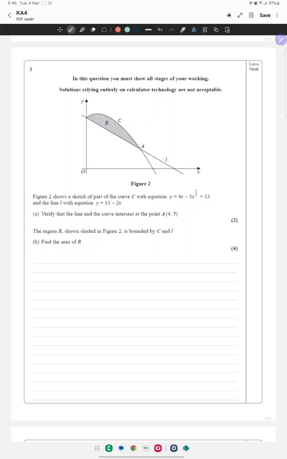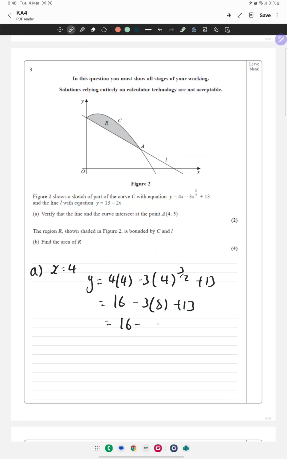Now, the easiest way to do this is to sub in 4 to both. So 4 times 4 minus 3, 4 to the 3 over 2, plus 13. Since it is a verify, it's only 2 marks, I'd make it really clear that you know what's going on. So that's 8 plus 13, 16 minus 24 plus 13 is 5. And the other one, 13 minus 2 times 4, 13 take 8, which is 5.